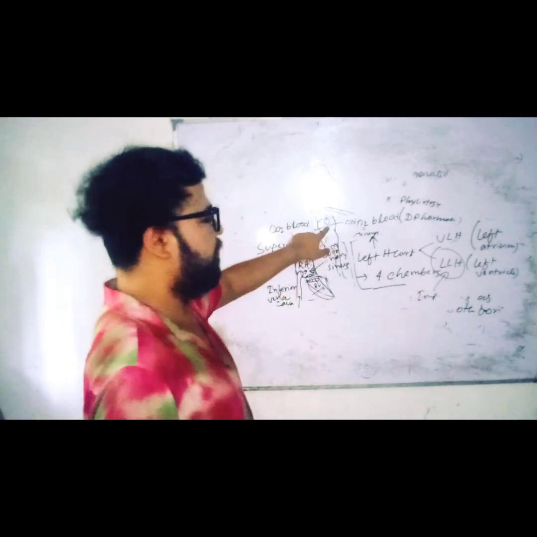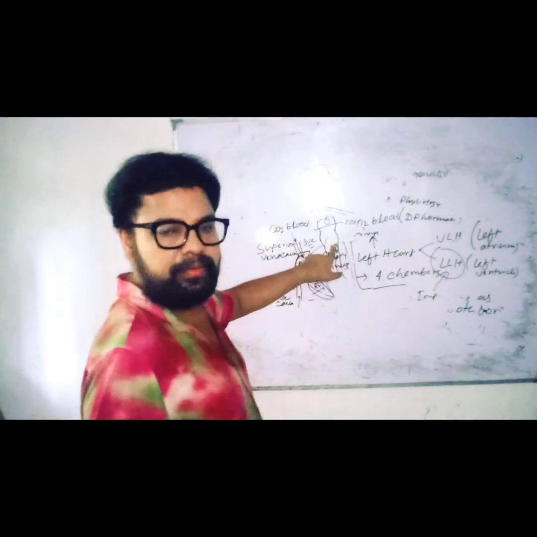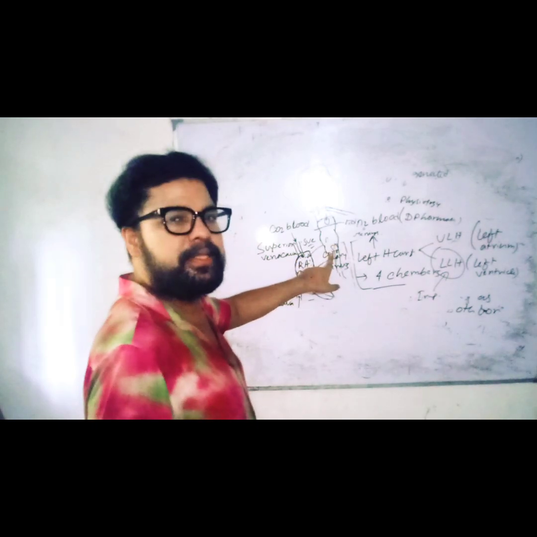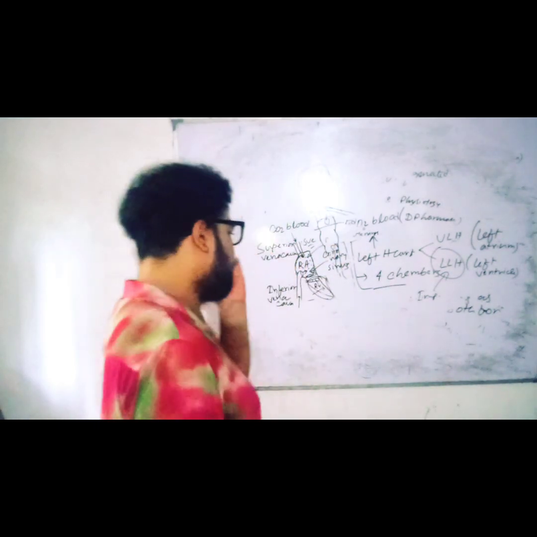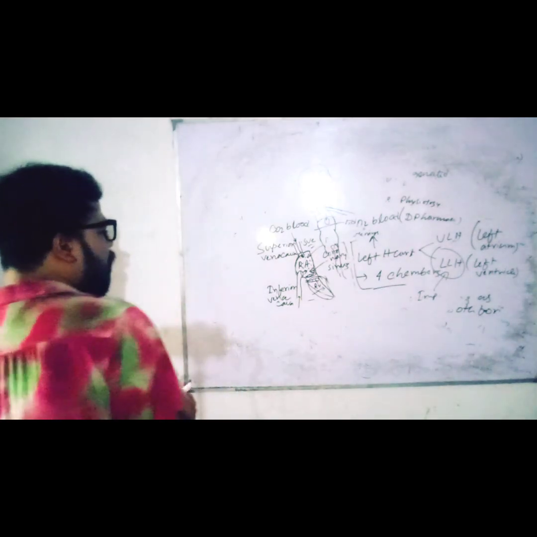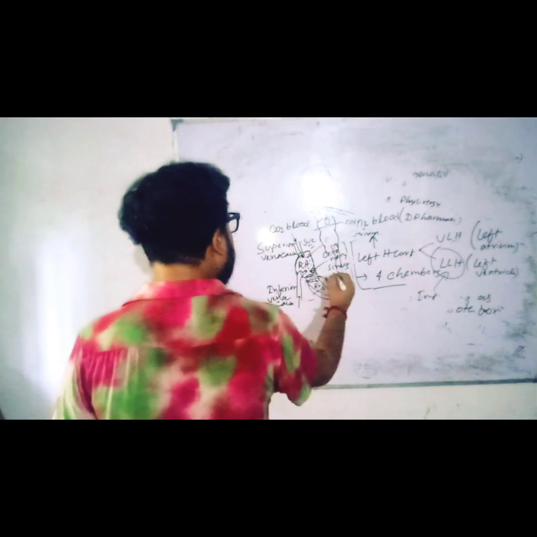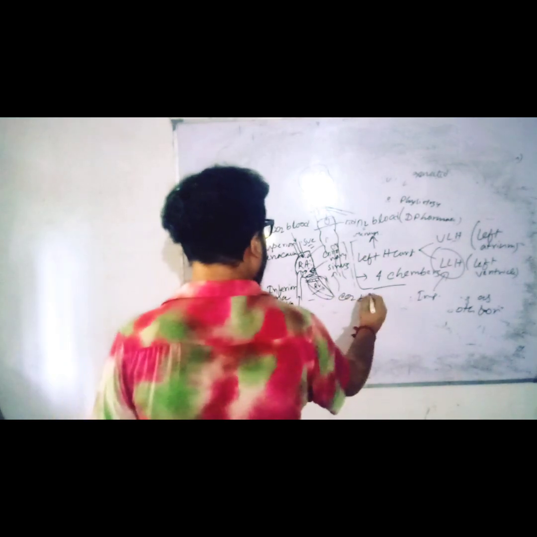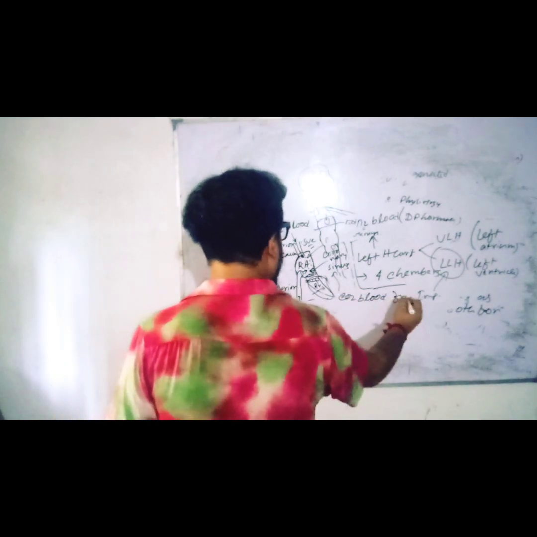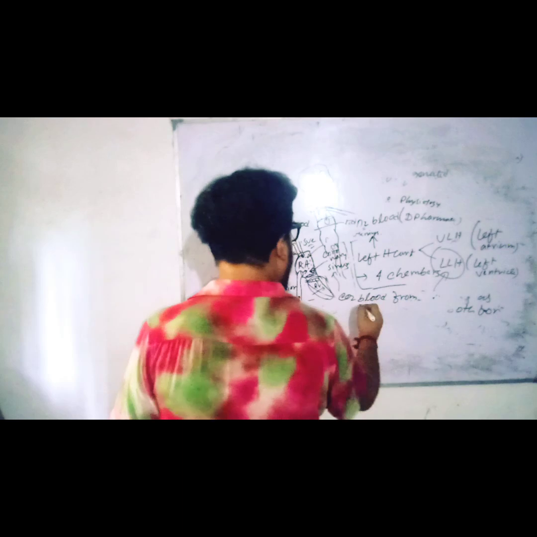What are the parts below the heart level? Lower chest, abdomen, pelvis, and your lower extremities. Now, what about the coronary sinus? Coronary sinus drains CO2 blood from the heart itself.